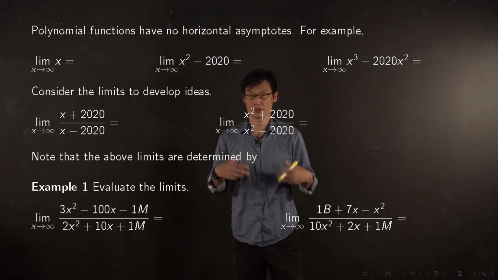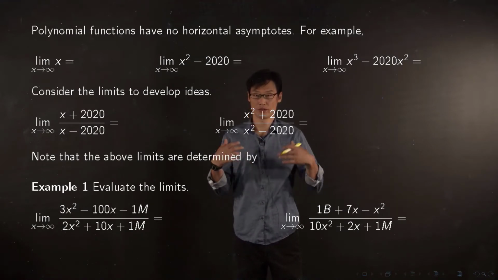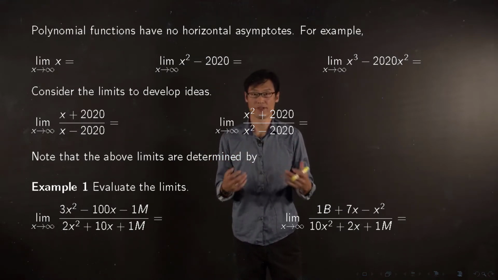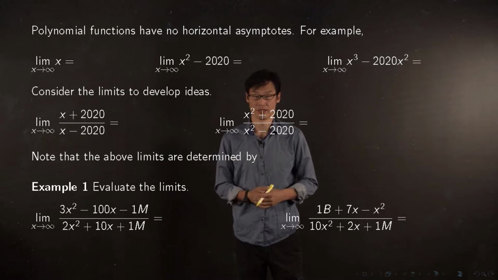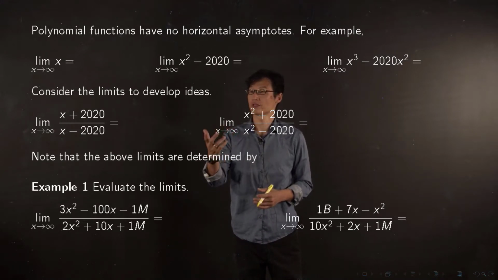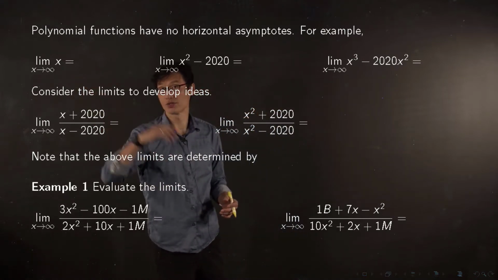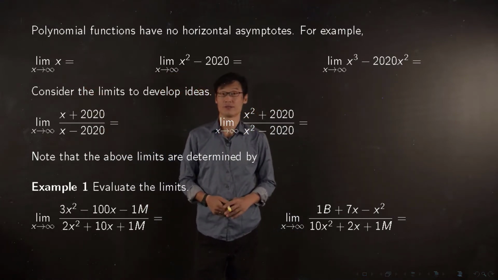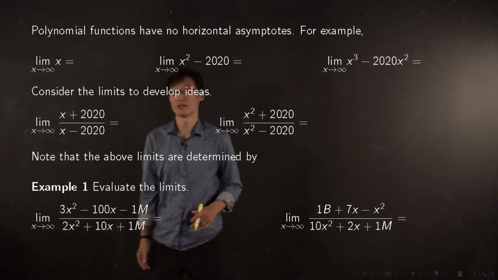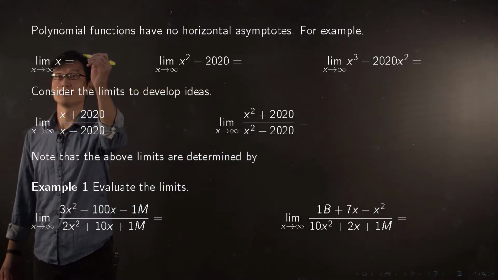So let us look at some examples where we calculate limits at infinity and develop some idea. All right, so first examples are polynomial functions. The graph y equals x is a straight line. So when you take the limit, this limit is simply infinity.